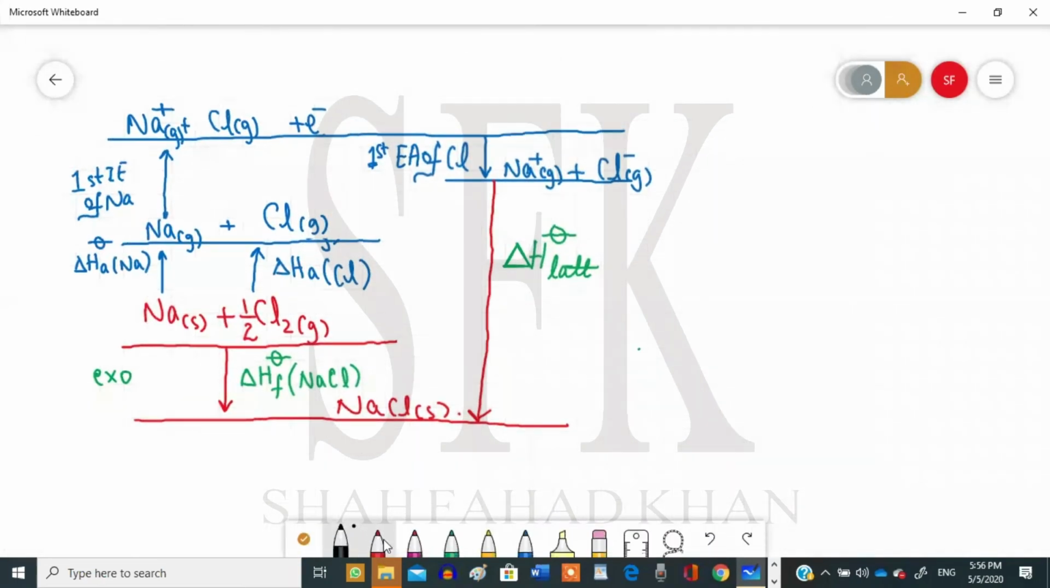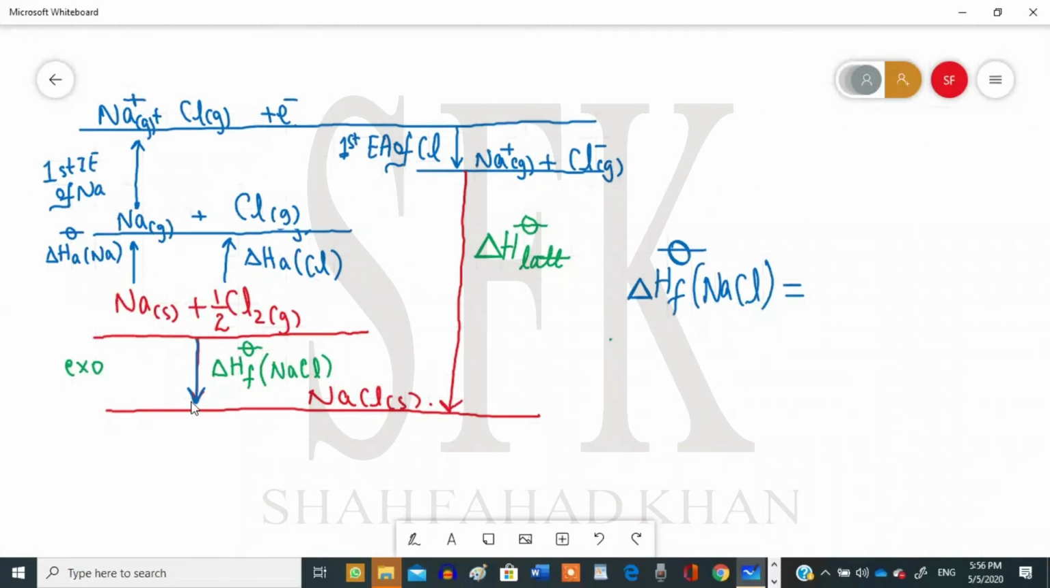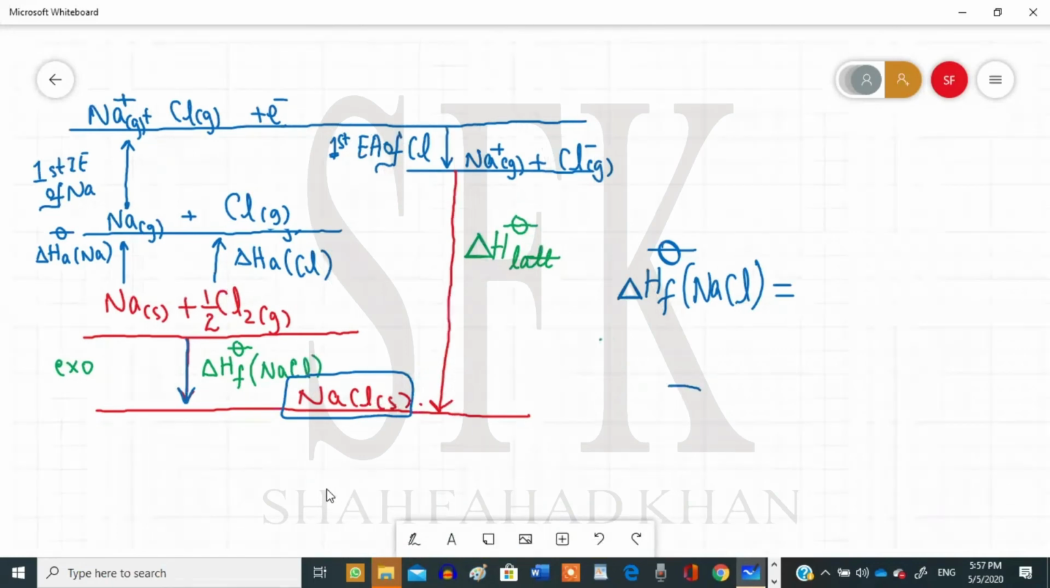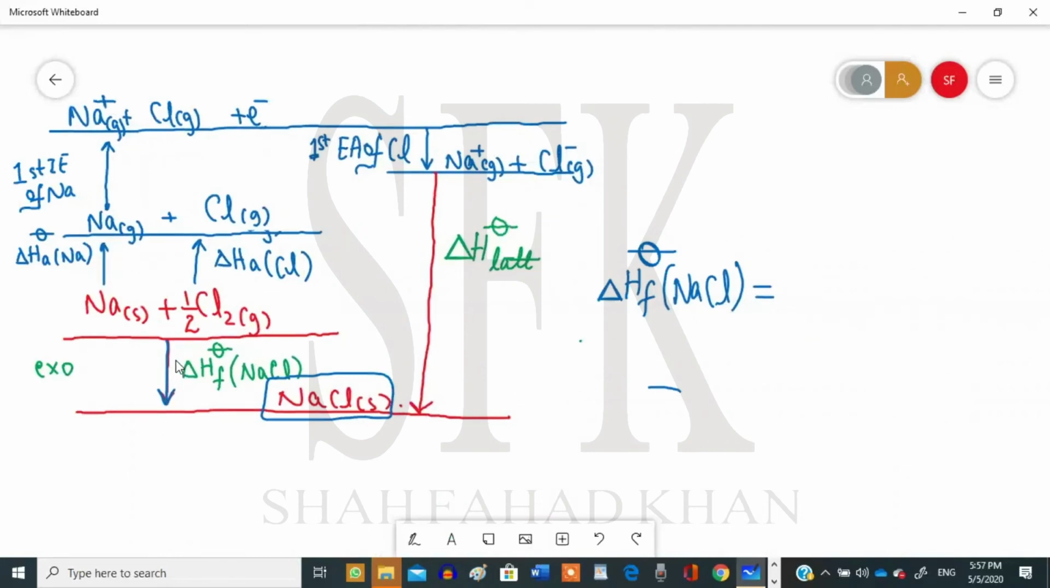First of all, this enthalpy change of formation is pointing downwards. The enthalpy change of formation of NaCl is on one side. This is one way you can form NaCl, or you could go all the way around to form NaCl again. Hess's law says that the change in energy is the same for a particular reaction, whether the reaction takes place in a single step or a series of steps. So this enthalpy change is going to be equal to the sum of all those enthalpy changes which lead to NaCl.